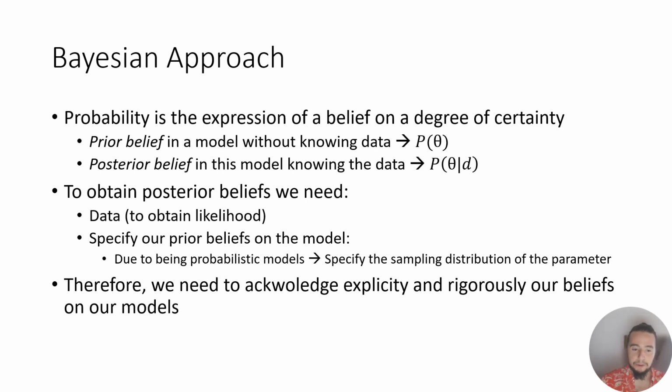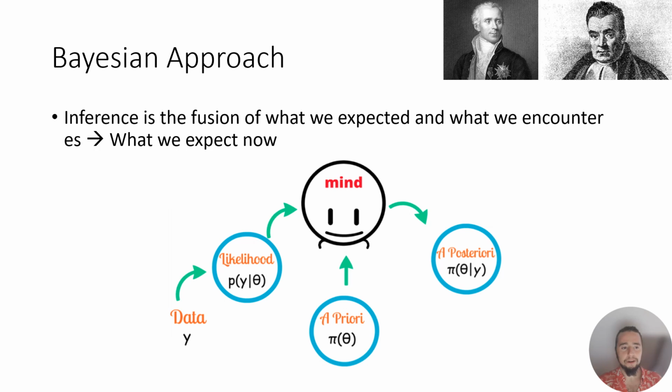Due to being probabilistic, we need to specify the sampling distribution of our parameter. Therefore, we need to acknowledge explicitly and rigorously our beliefs in the model. We don't need to express them verbally, we need to express them mathematically. For example, this distribution with these parameters, therefore expressing this degree of belief. Therefore, a Bayesian approach is the combination in our minds of the prior belief and the data likelihood to obtain a product that is called the posterior belief.